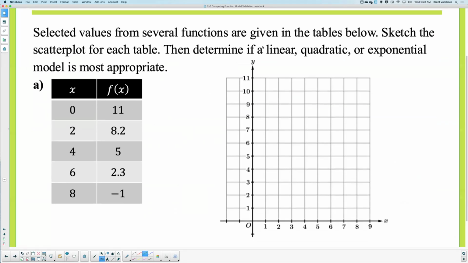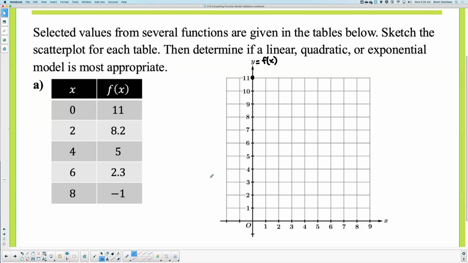So let's follow the instructions. We'll go in order. Let's first plot the points and then determine which model we think is most appropriate, and then I'll prove it with the AROC. Okay, so let's plot the point 0, 11. Which two directions do I go for 0, 11? And I'm going to say y equals f of x up here. Where would I put 0, 11? Come on now, you've got to know how to plot points. Up, down, left, or right? Up 11 units. Put a point.